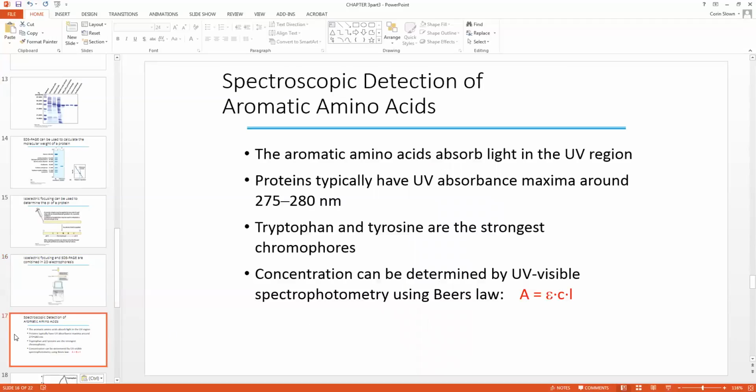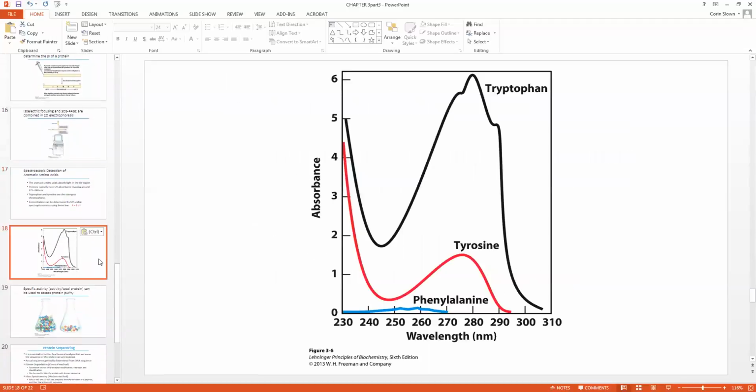In addition to the 2D electrophoresis, we also have the ability to use spectroscopy in order to determine our aromatic amino acids. We talked about that briefly when we talked about the Beer-Lambert law. Because aromatic amino acids absorb light in the UV region, they have an absorbance maximum somewhere around 280 nanometers. Tryptophan and tyrosine are the strongest chromophores, and so we can use concentration as well as spectrophotometry with Beer's law to determine whether or not we have aromatic compounds. And as you can see here, this is yet another example where I have wavelength and absorbance, and you can see the difference in the absorbance of tryptophan as opposed to tyrosine compared to phenylalanine.